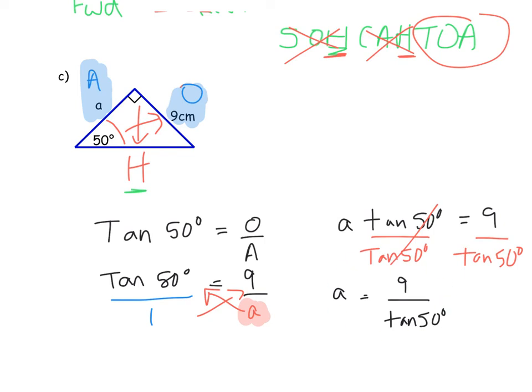So now I'm ready to go ahead and type this into my calculator, and let's see what I get. So typing in 9 divided by, and you may have to go tan 50 if you have a forward calculator, or 9 divided by 50 tan, and then equals. And then that should give you your value. And I'm getting, to the nearest tenth, 7.6 centimeters.